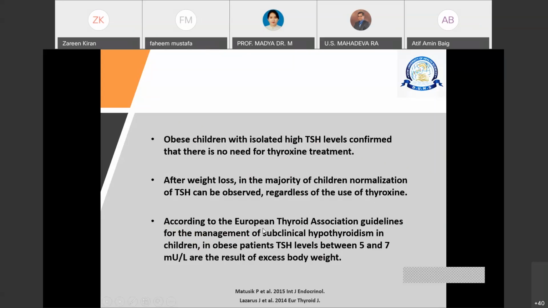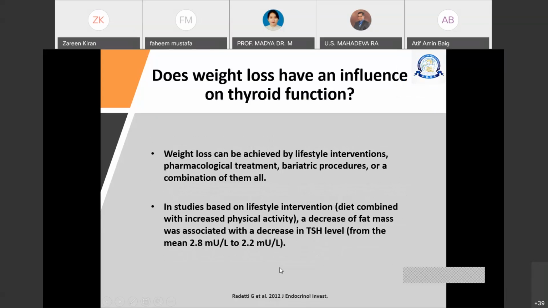So accordingly, the guidelines from the Thyroid Association in Europe, for the management of even subclinical hypothyroidism, say that in obese patients with TSH levels between 5 and 7, they are the result of excess body weight. So ask them to lose weight through lifestyle intervention and then review the TSH. You'll get a normal TSH.